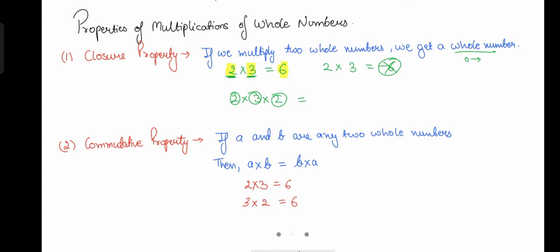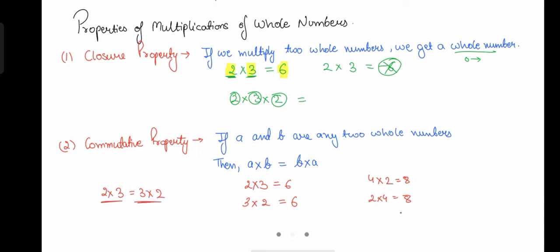It concludes that when you are multiplying two whole numbers, no matter what their order is, either you are doing 2 multiplied by 3 or 3 multiplied by 2, or you are doing 4 multiplied by 2 or 2 multiplied by 4, in both cases your answer will be the same. And if the answers are the same, we can say that 2 multiplied by 3 is equal to 3 multiplied by 2, because the answers are the same. That's why we can say that they are equal.